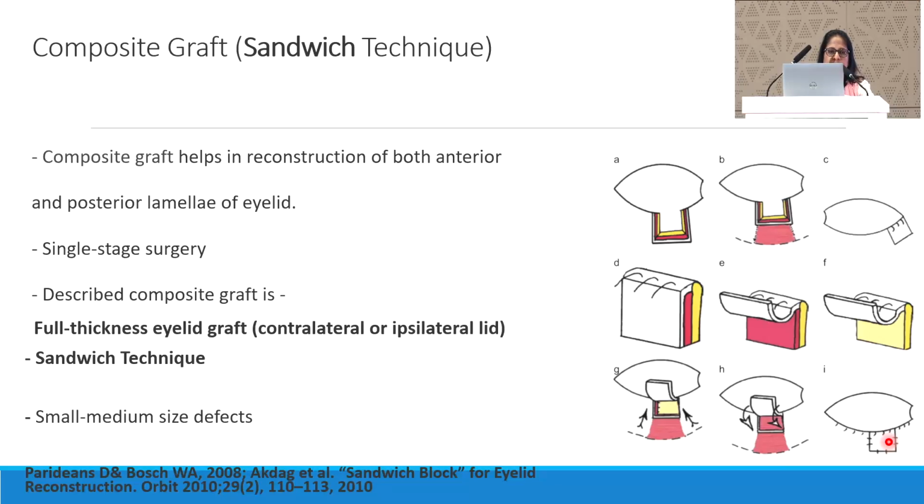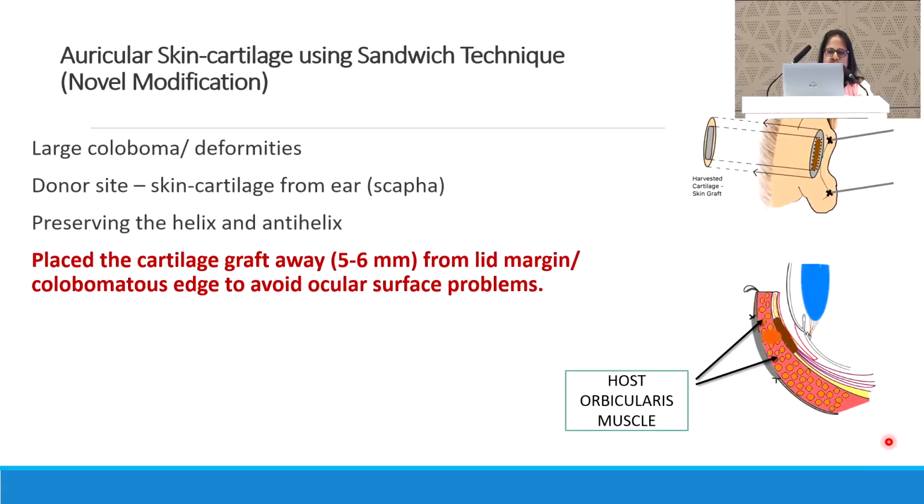Results were good. So using the same principle of the sandwich technique, I went ahead with the use of a composite graft taken from the posterior surface of the ear, which is a routine site in our surgery. The cartilage and the skin were taken, depending on the size of the defect, and then placed like this. This is the cartilage which was left bare, and it was sutured superiorly and inferiorly with the conjunctiva, and this is the skin over here.